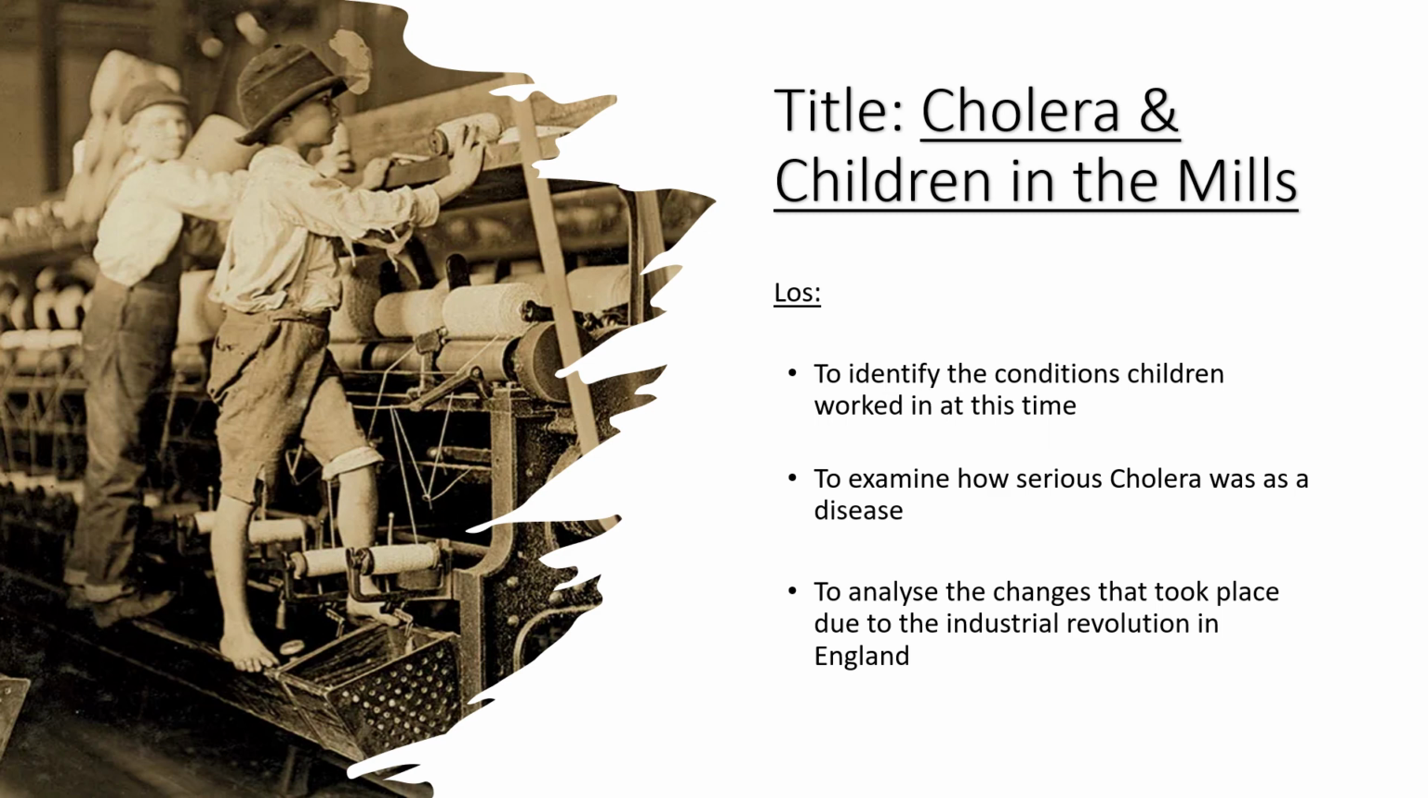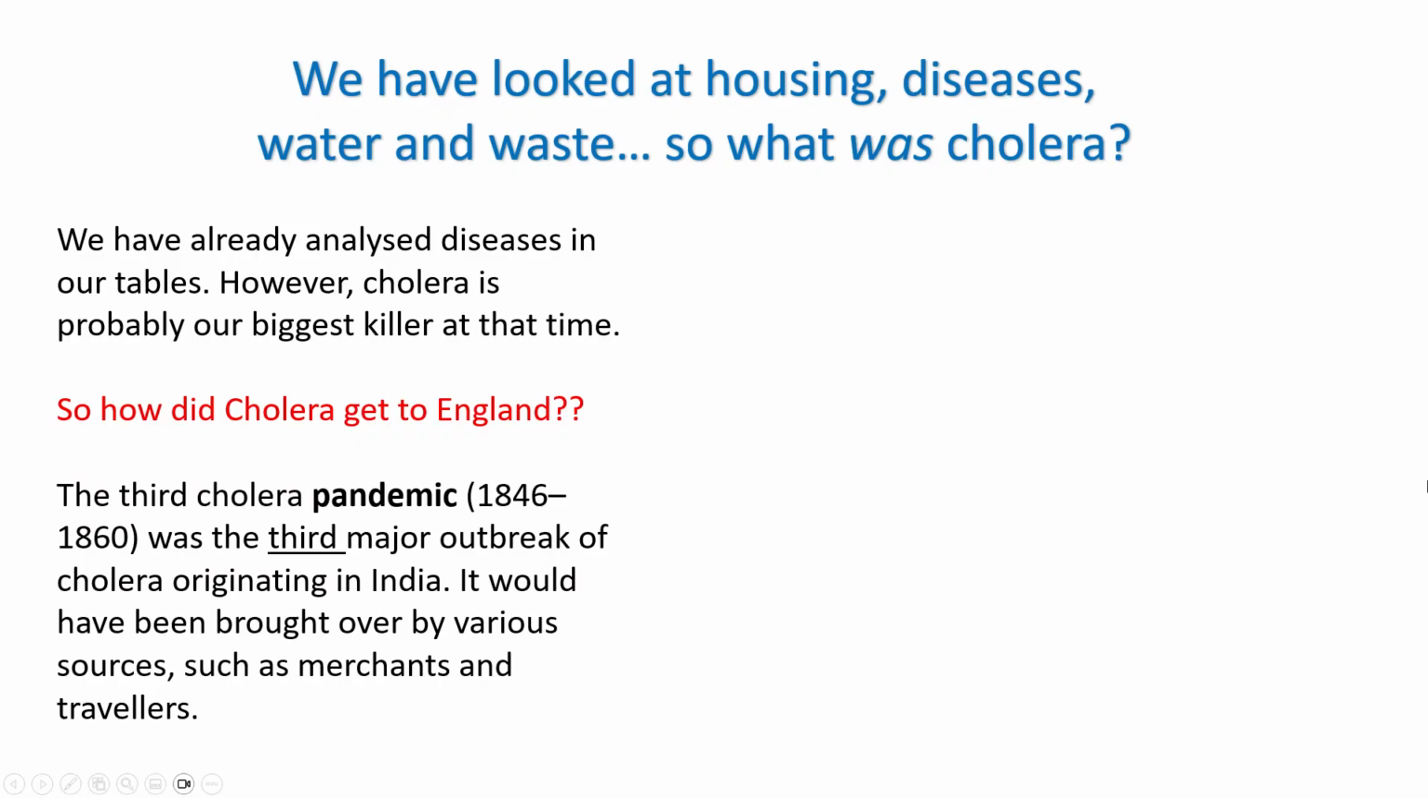So their learning objectives. They are to identify the conditions children worked in, to examine how serious cholera was, and to analyse the changes that took place because of the Industrial Revolution in England. So we've looked at housing, diseases, water and waste. So what was cholera? We've already analysed these diseases. They did some tables with diseases. We went over all the symptoms, etc. Cholera, though, is probably our biggest killer at this time. So how did cholera get to England?